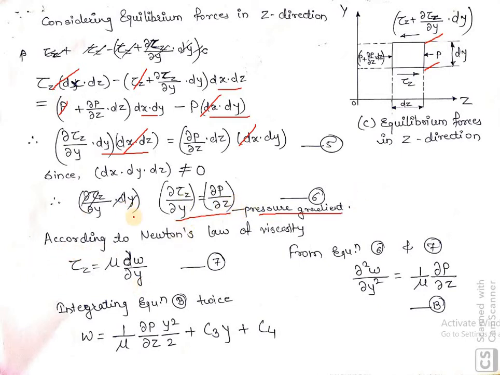So now again we have to apply Newton's law of viscosity for the z direction. Tau z equals mu times ∂w upon ∂y. Substitute this in this equation. So from that we will get the ∂²w upon ∂y² equation. Now again integrating this equation twice, so by integrating you are getting two constant terms C3 and C4. This is your equation. Now again you have to apply boundary conditions.